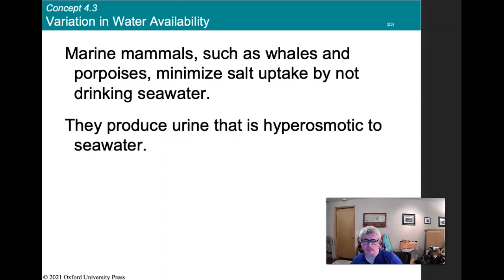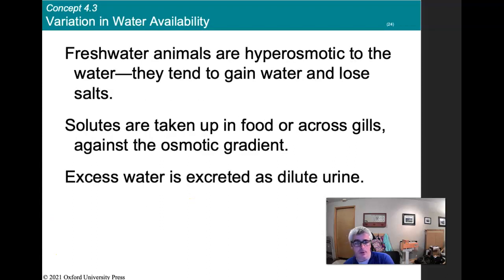Marine mammals, whales, porpoises, etc., minimize salt uptake by not drinking seawater, and they produce urine that is hyperosmotic to seawater, a greater concentration of solutes, so they produce really concentrated urine.